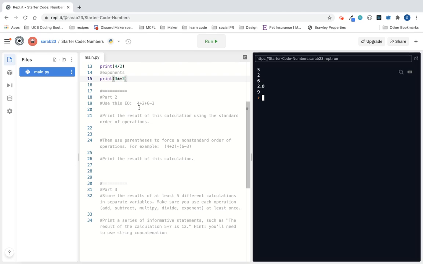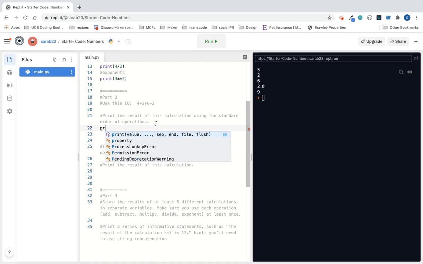And they're giving us an equation, and they want us to print the calculation using the standard order of operations. So Python has that built in. If in math you learned you do the multiplication and division first, and then you do addition and subtraction. So this should result in first 2 times 6, which is 12, and then 4 plus 12, which is 16, minus 3, so 13 should be the first answer. We can take a guess at that.